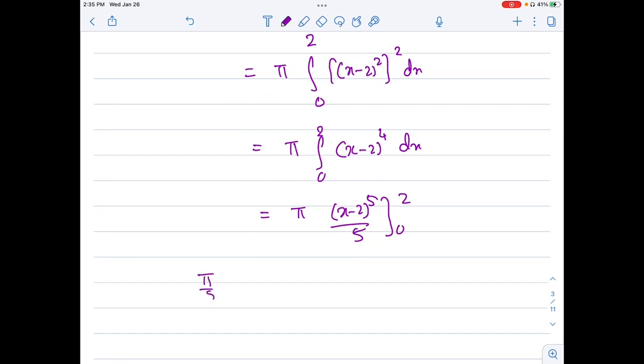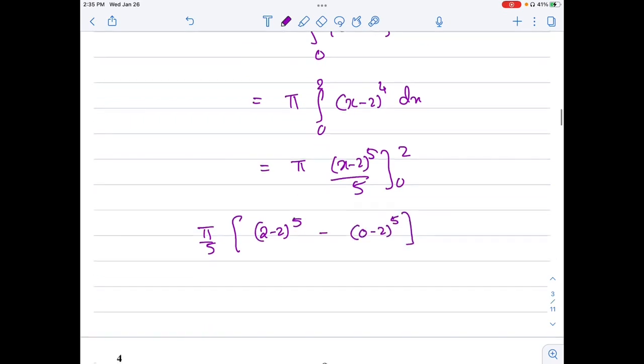So pi upon 5. Substitute the upper limit, (2 minus 2) to the power of 5, minus (0 minus 2) to the power of 5. So it becomes pi upon 5, 0 minus minus 32. So my final answer is going to be 32 pi upon 5. By calculator, it should be giving you 6.4 pi. That's going to be the answer.